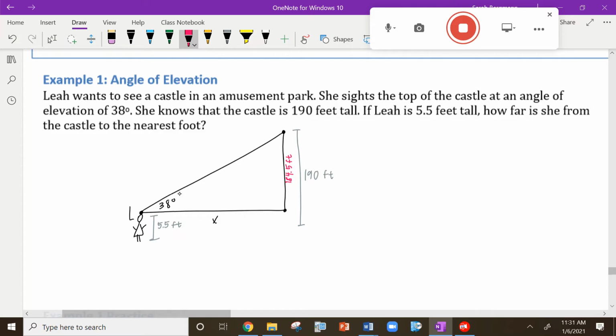Alright, so we have this angle of elevation, we have the 184.5 feet, and we are trying to find x. X is the adjacent side to the angle. Also, real quick note, you can always assume that a tree or a building is making a perpendicular with the ground. So we'll say this is a right angle here. This side here is opposite the 38-degree angle.